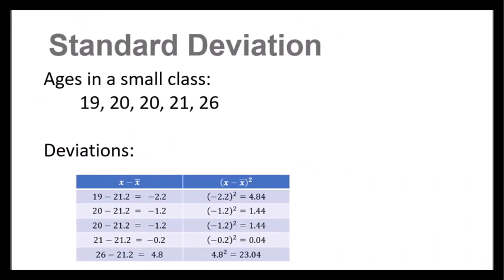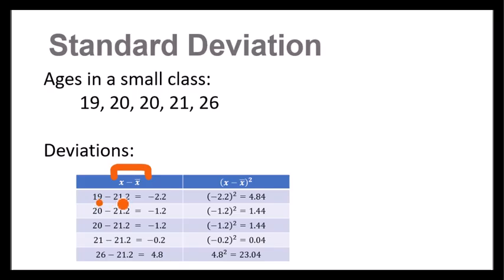We're going to start by taking each one of these ages, or each one of these data values, and finding what's called the deviation. The formula for this looks like x minus x bar. That means the data value, so one particular age in this case, minus the mean. The mean of this data set is 21.2. I calculated that in a previous video. That's just all of these numbers added together divided by 5.